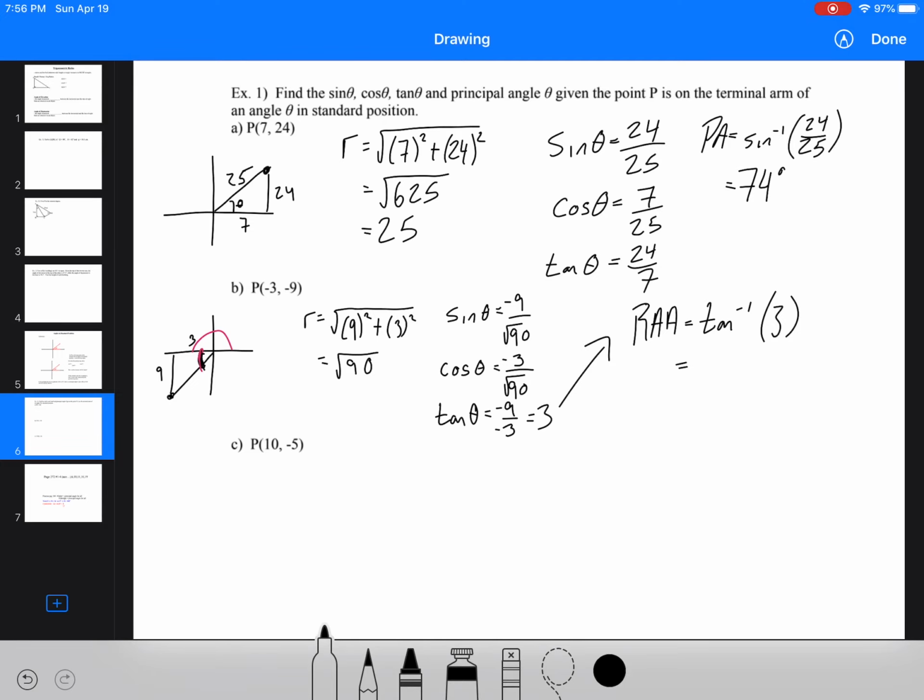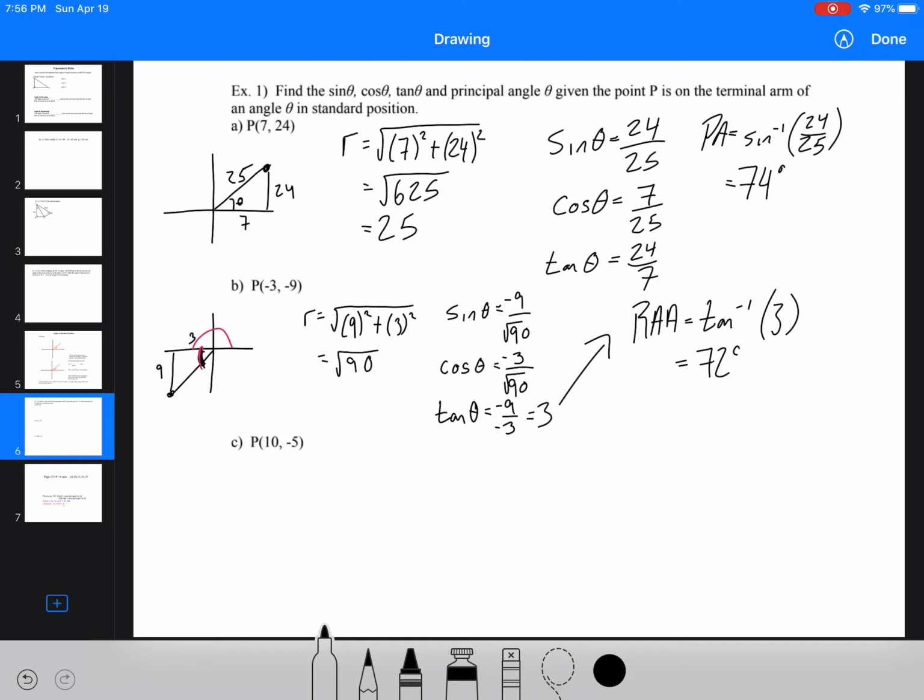So here we've got the inverse of 3. So tan inverse of 3 gives us 71.5 or 72 degrees. And therefore our principal angle is going to be 180 plus 72. So 180 plus 72 is 252.